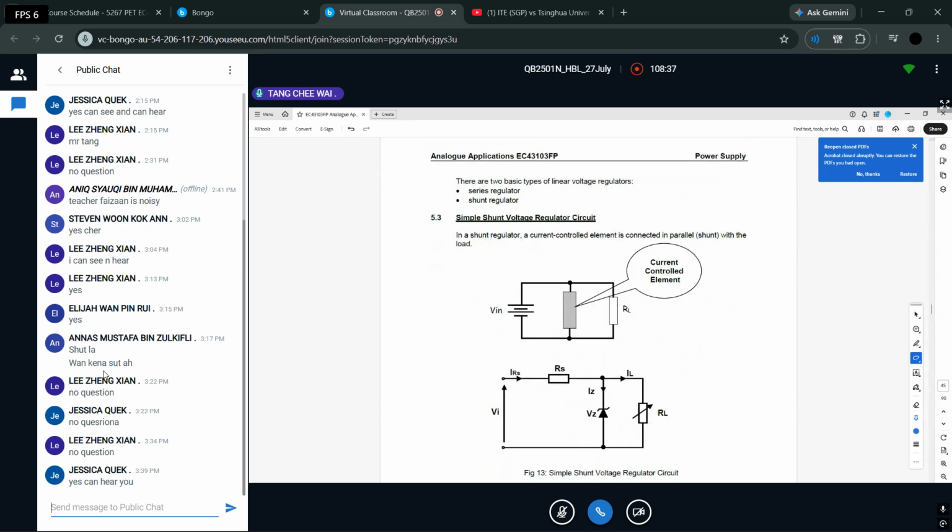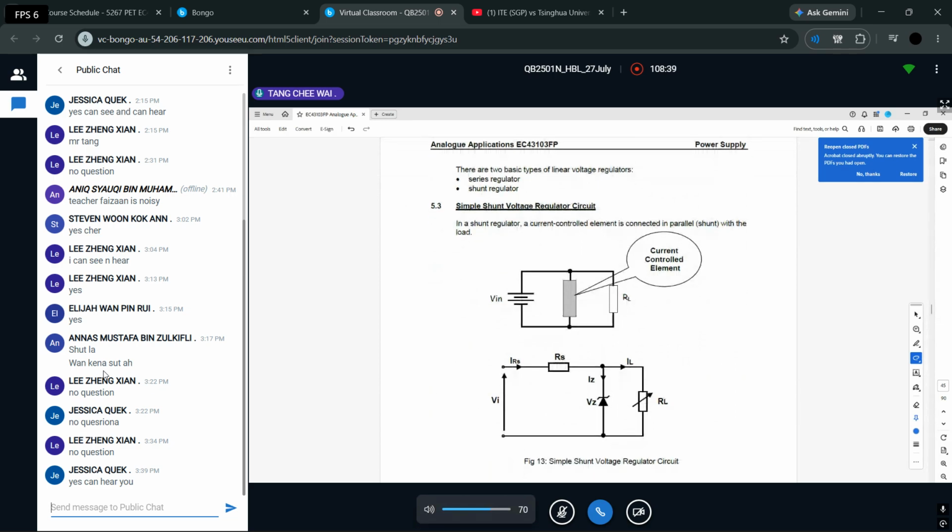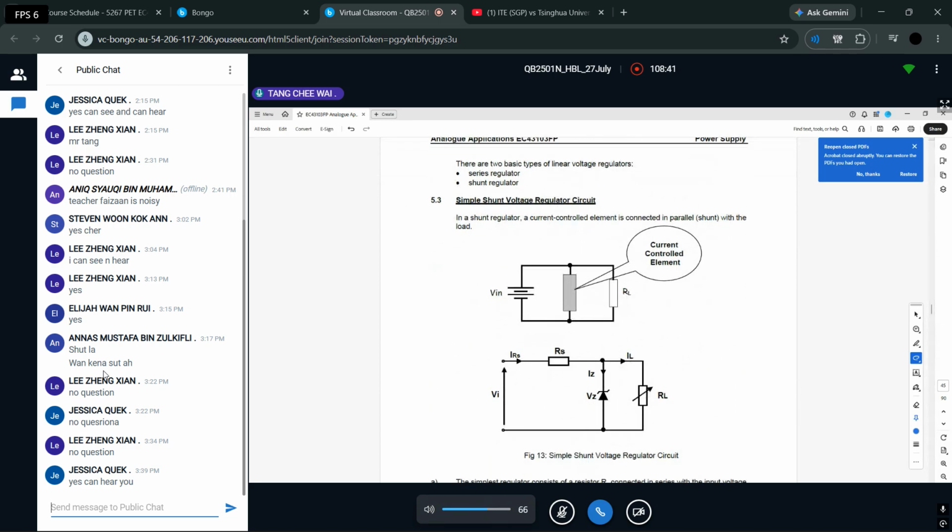Now we talk about the types of voltage regulator. There are basically two types: one is a series regulator, one is the shunt. The word shunt sometimes means parallel, just to share with you. Take note of these two types. Now we take a quick look first. Don't worry if you can't catch it, I will come back to this again during the next lesson. So I quickly run through this part first, to give you some idea.